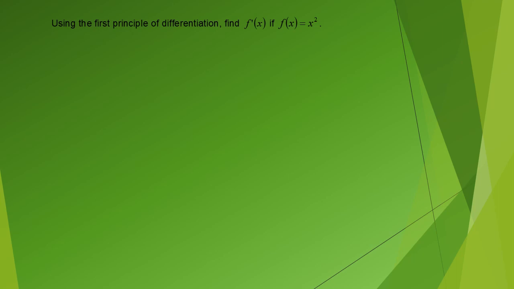Now we look at how to solve the derivative by using the definition of differentiation. Look at this example. Using the first principle of differentiation, find f prime(x) if f(x) equals x squared. So we need to find f prime(x) by using the first principle of differentiation. We use the formula f prime(x) equals the limit as h approaches 0 of (f(x plus h) minus f(x)) divided by h.